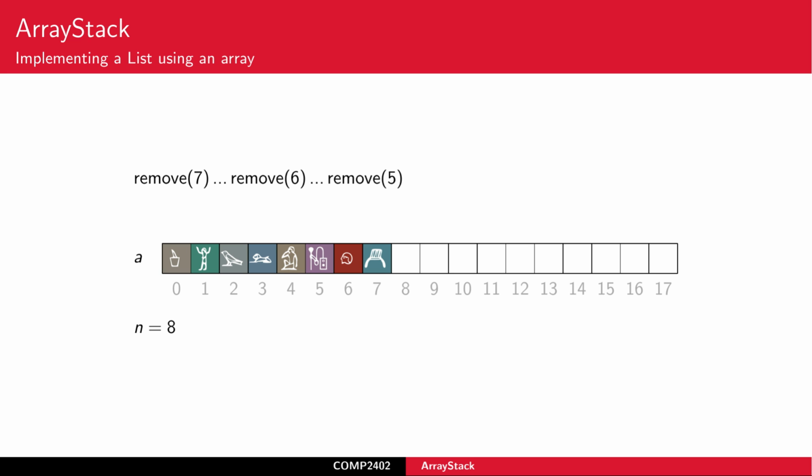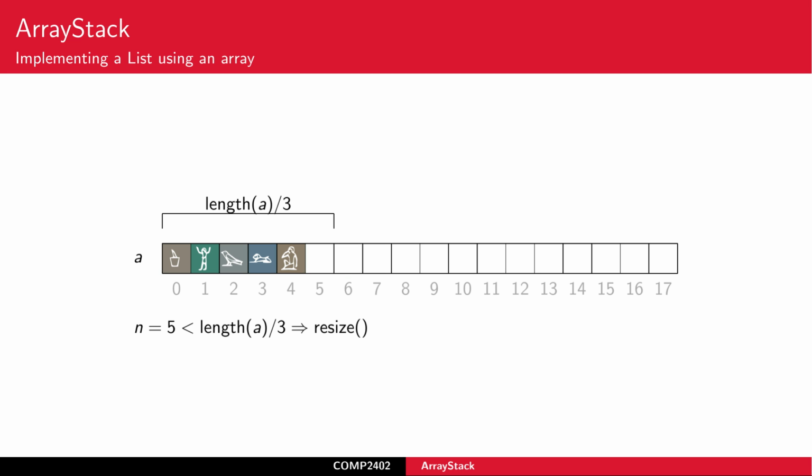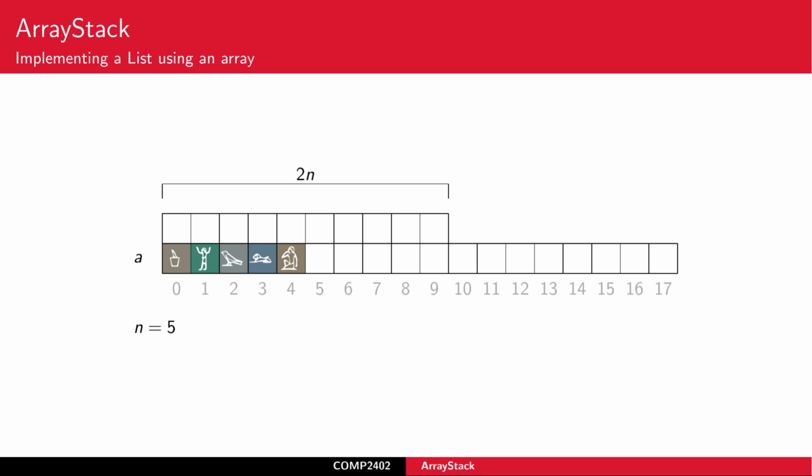Eventually, if we remove enough elements, A starts to become very empty. If we reach a point where more than 2/3 of A is empty, then we resize it. As before, we allocate an array of length 2n and copy the n elements of A into this new array. This new array becomes the next array A.